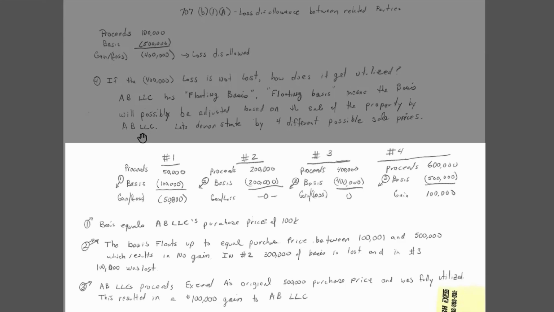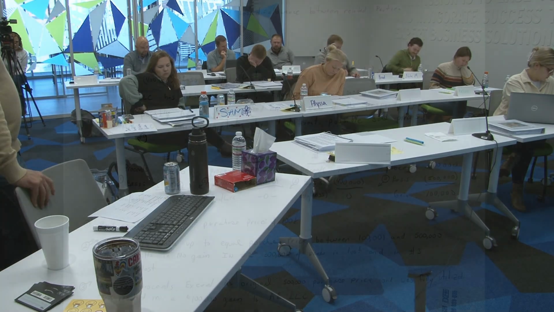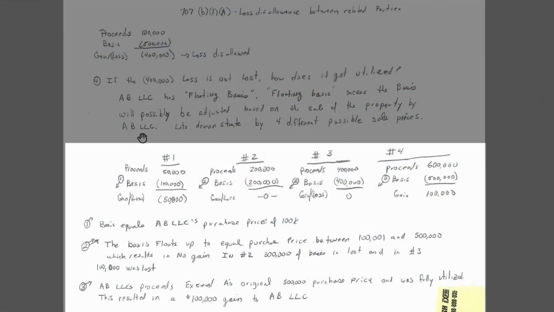Okay, so all that makes sense. Brett, does that make sense? Yes. Okay. Kelsey, everybody good? Okay, so what about 4? In number 4, we have $600,000 worth of proceeds. We use $500,000 basis for a $100,000 gain.